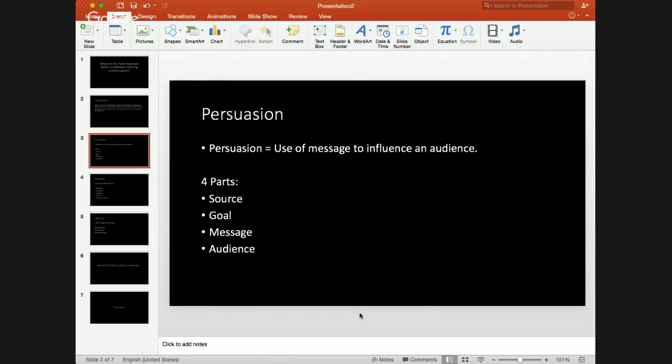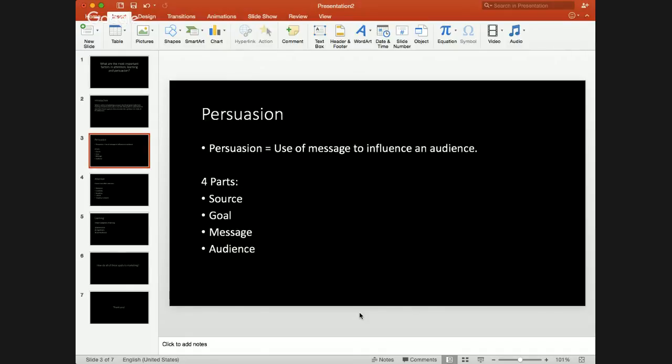Persuasion can be broken down into four basic parts, beginning with the source, or the person who wants something they don't have. The second part is the goal, because persuasion is goal-directed. The third part is the message the persuader is trying to relay to the fourth part, which is the audience.